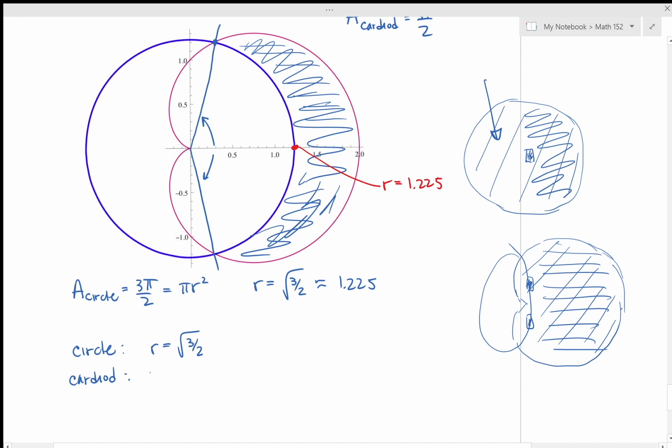That is r equals 1 plus cos theta. Okay, same way we would find an intersection point. The intersection points are when the radius is equal.